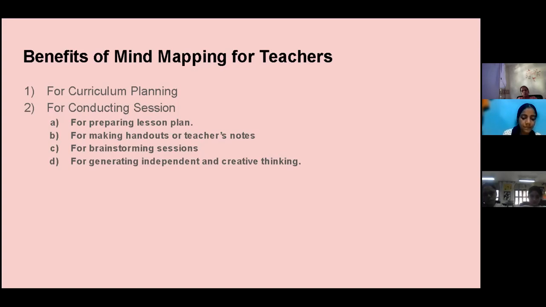We are used to a conventional method of thinking, because we are brought up after so many years of experience. Some adults still have the capability of thinking out of the box, but it is less because we are following a set pattern. We have our own things, but children are free. So they will sometimes give you out of the box ideas. Then, for generating independent and creative thinking.